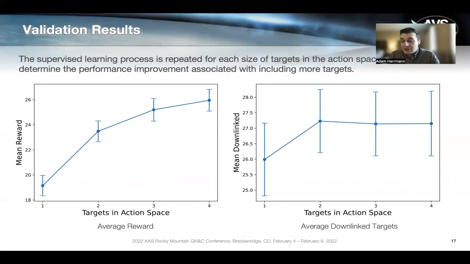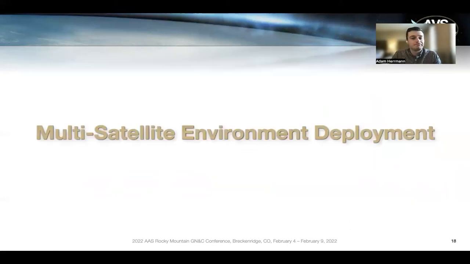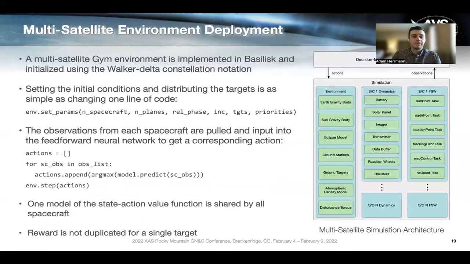So we take these trained agents now and we execute them in a multi-satellite environment, which I'm going to talk about next. So the diagram on the right gives a kind of an indication of what this looks like. So we use the Basilisk Astrodynamics software framework to create a multi-sat simulation. And then we wrap that multi-sat simulation in a gym environment, which provides a standard interface for decision-making agents to interact with it.